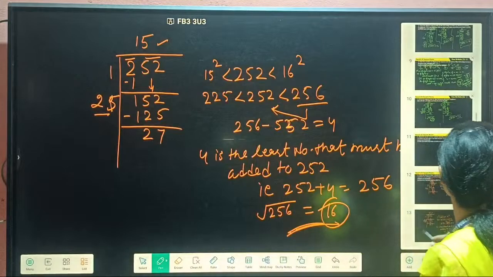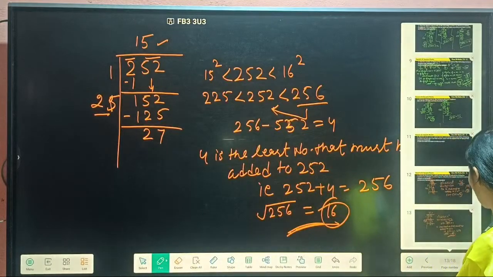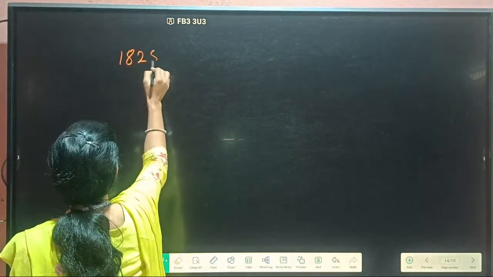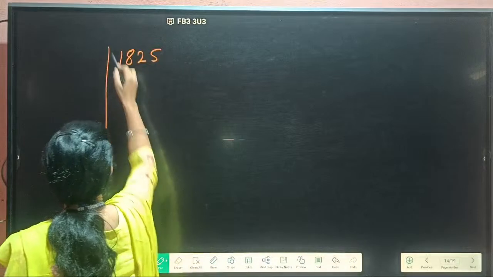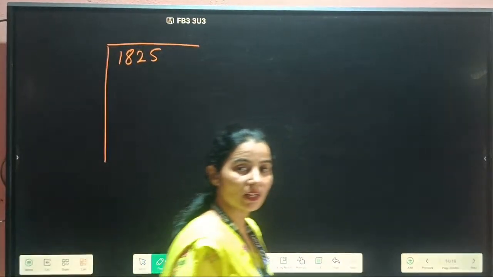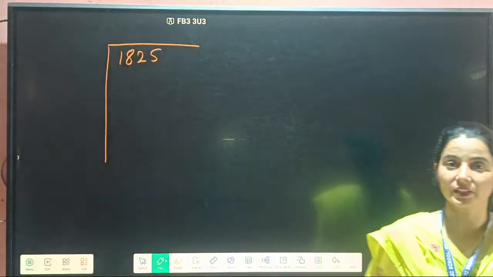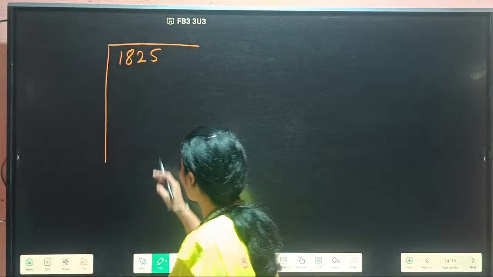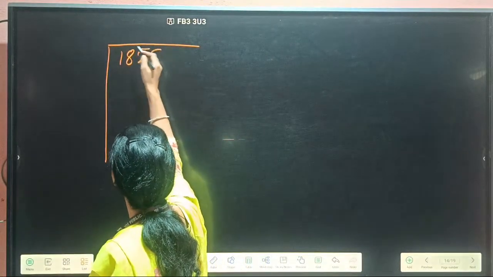What is the next part? Next is 1825. Now in this number, what must be added so that it will become a perfect square number? So how can we find out that number? We will find out its square root by the division method first.